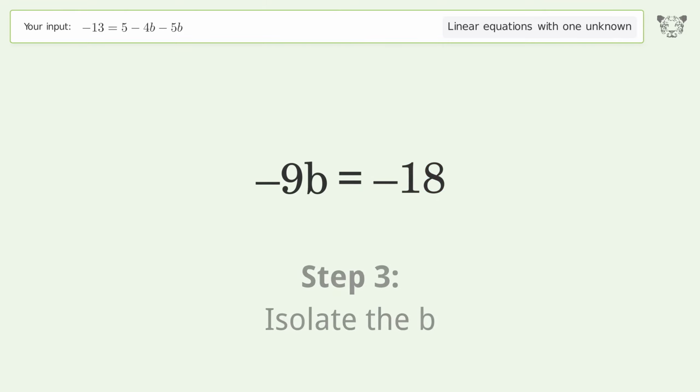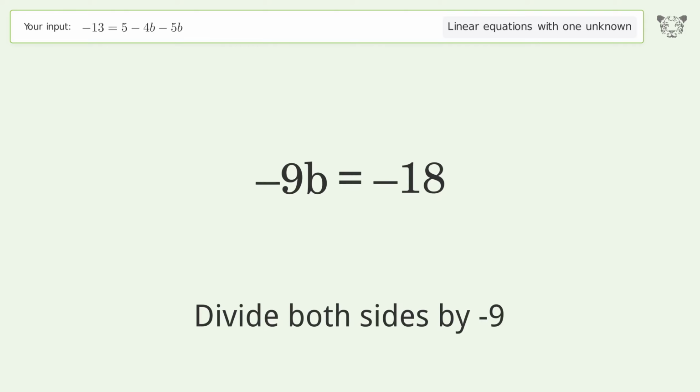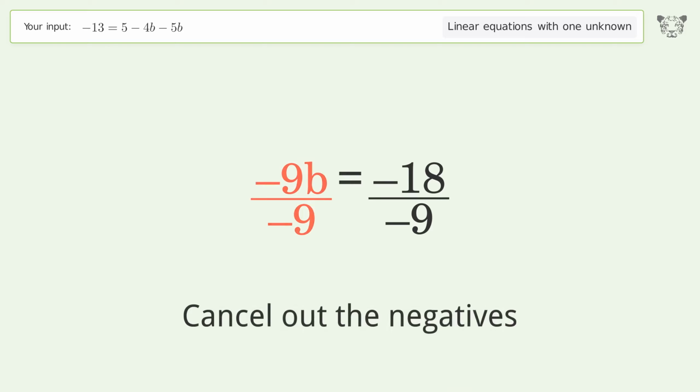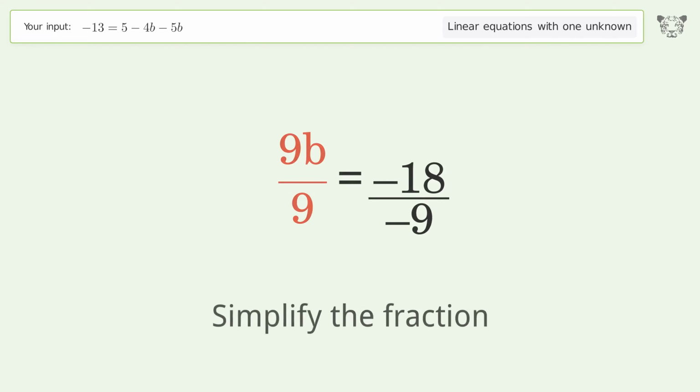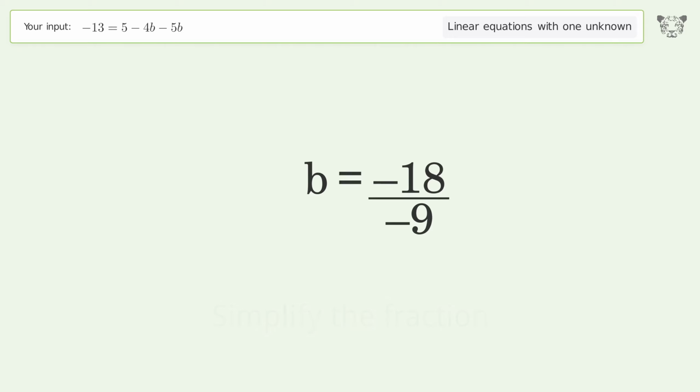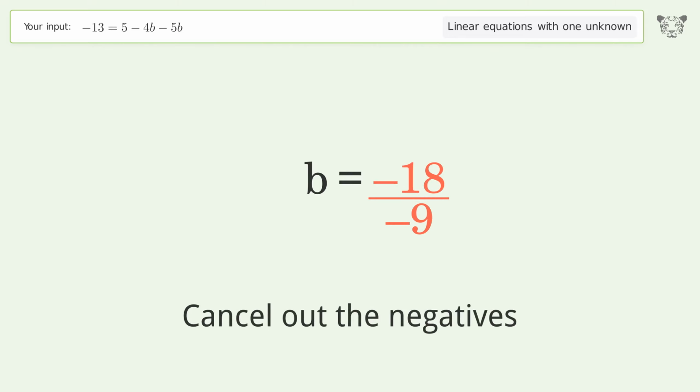Isolate the b. Divide both sides by -9. Cancel out the negatives. Simplify the fraction. Cancel out the negatives.